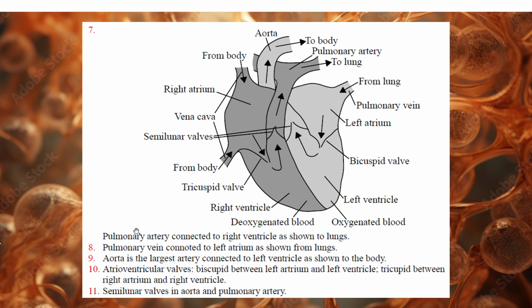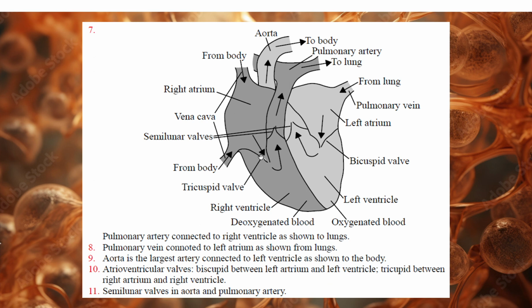And the pulmonary artery is connected to the right ventricle, as shown, from heart to lung. Okay, the pulmonary vein is connected to the left atrium, as shown, from the lung. Okay, the aorta is the largest artery because it pumps the blood to the whole body, from the left ventricle. Aorta is it. And atrioventricular valves are the valves between the atria and the ventricles.